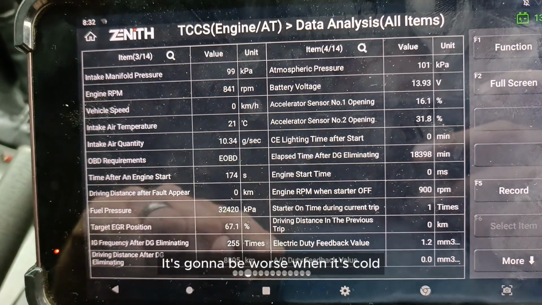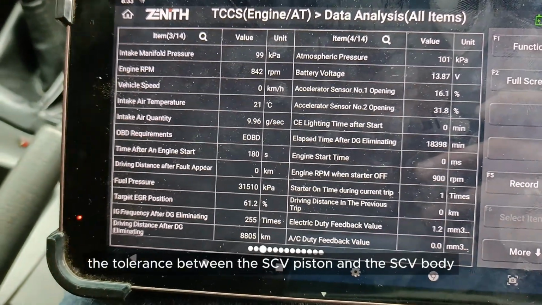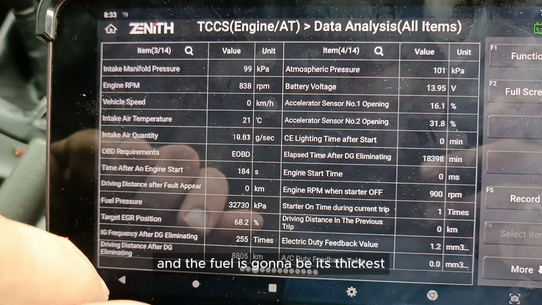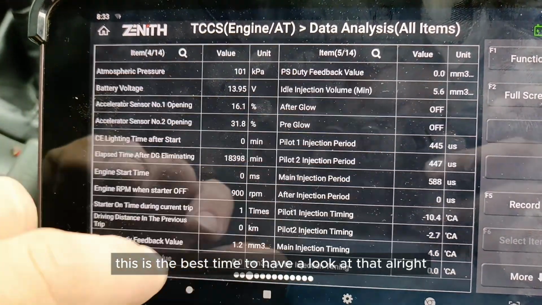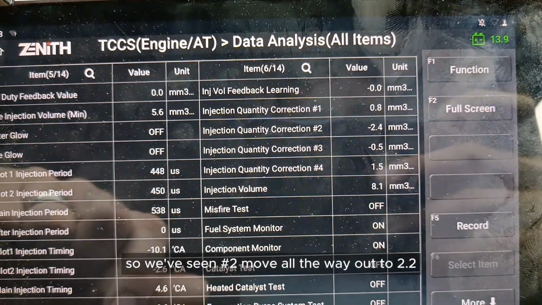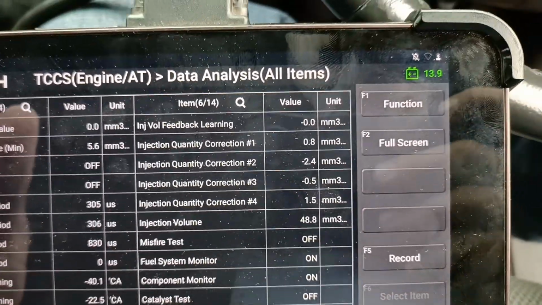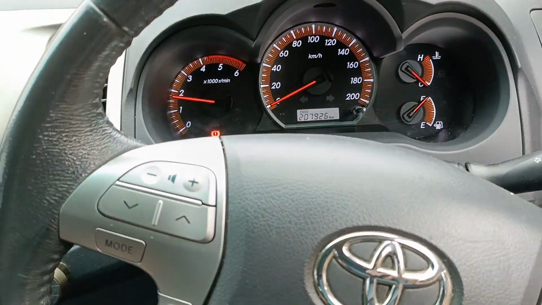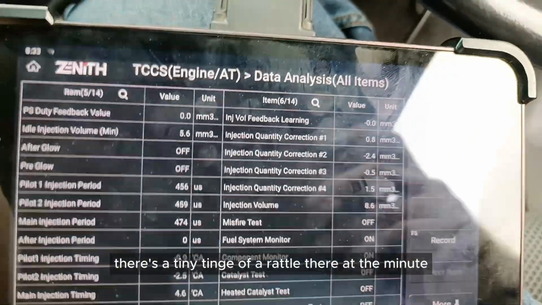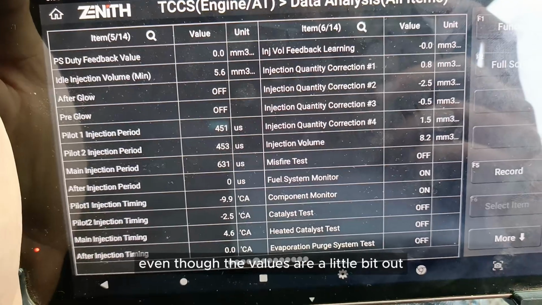It's going to be worse when it's cold, the way that it dances around, because while it's cold, the tolerance between the SCV piston and the SCV body is going to be its tightest and the fuel is going to be its thickest. So this is the best time to have a look at that. All right, we've seen number 2 move all the way out to 2.2, which is what, 2.4. It's not knocky, but there's a tiny tinge of a rattle there at the minute, but Jesus, I'm being picky. There's no cold knock to it, even though the values are a little bit out.